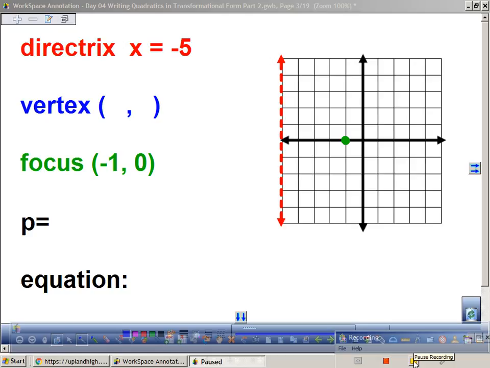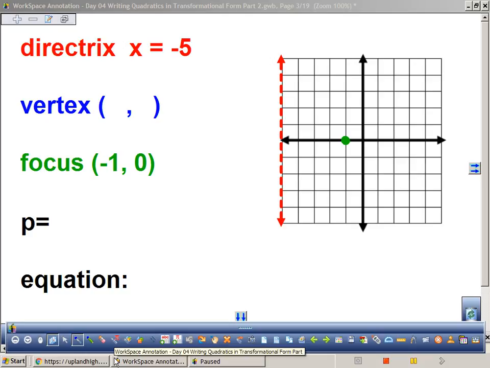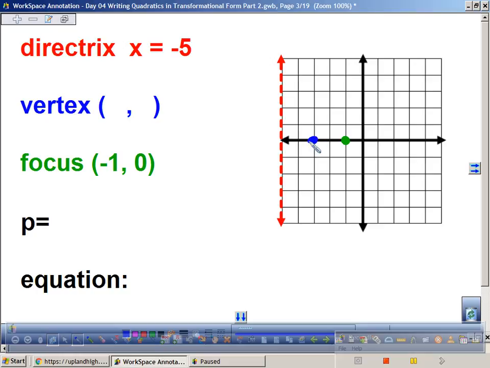Okay. All right, let's start here. So we said that our vertex lies in between the Directrix and the focus, right? So it has to go here. So I'm going to go ahead and plot it, and then I'm going to say, okay, that point is at -3 on my x-axis, and I'm not going anywhere on my y-axis. We're not having any vertical shifts.